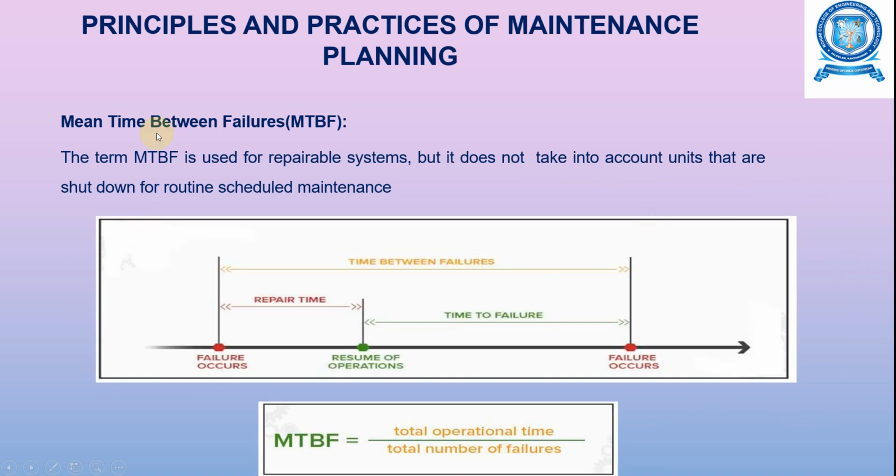So next is mean time between failures. This term, MTBF, mean time between failures, is used for repairable systems. But this doesn't take into account the units that are shut down for routine scheduled maintenance. Here you have this figure. The red color is the failure occur time, and the green is the resume of the operations, and again the failure occur time. So this is the repair time. The failure, and after that the same system started working at this point.